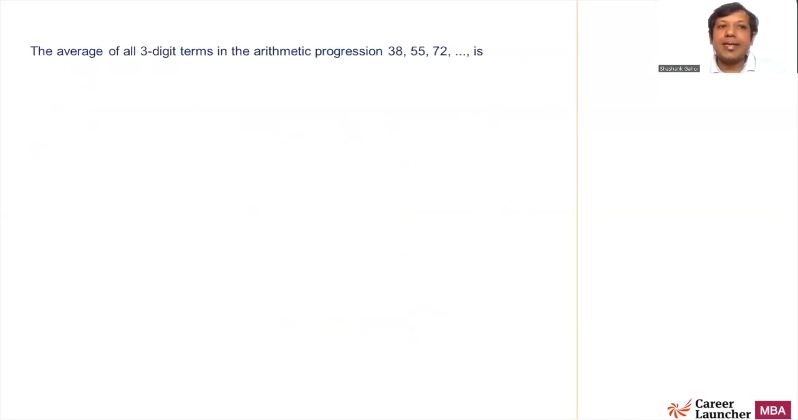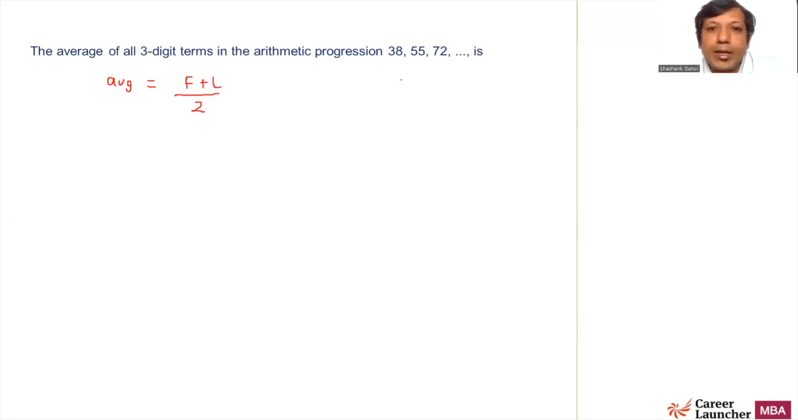Question number 2 is saying: average of all 3-digit terms of the arithmetic progression 38, 55, 72 and so on. Okay, in this question we can't do anything because it is a TITA question, so we have to solve the question completely. Now if I want to find the average of an arithmetic progression, the average is given by first term plus last term divided by 2. So my job is to figure out the first 3-digit term of this series as well as the last 3-digit term of this series.